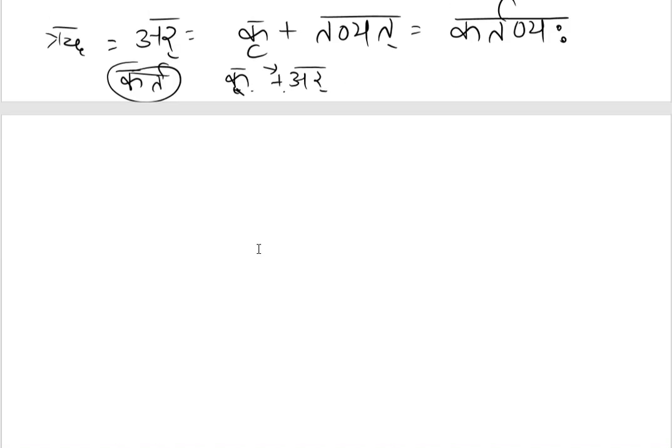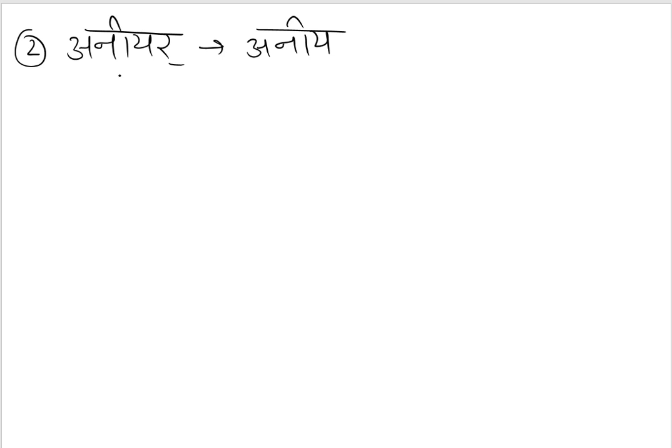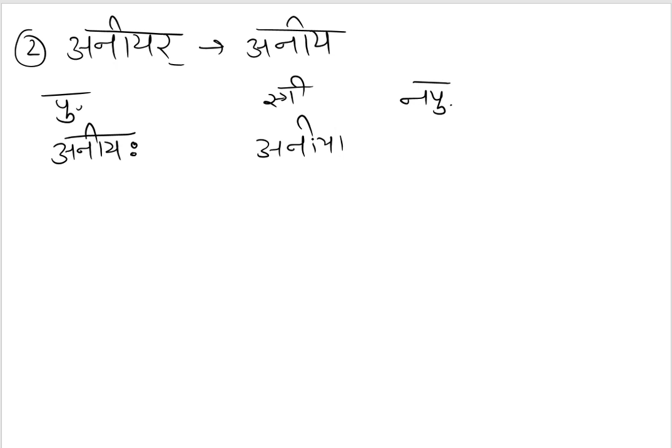Now we are going to the second pratyaya. The second pratyaya name is Aniyar Pratyaya. In Aniyar Pratyaya, what is left? Aniya. Here also we are making Pulling, Striling and Napunsakling. Aniyah, aniya and aniyam. Like that we are making.